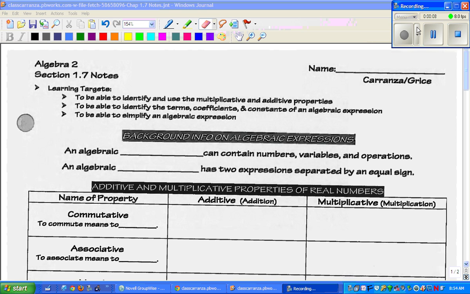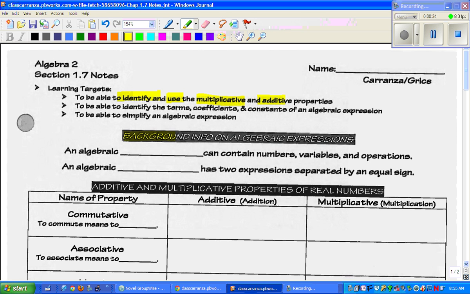Today we're going to be covering section 1.7 notes. Hopefully you have your note sheet out in front of you. If not, please print a copy from the website. Today's learning target is to be able to identify and use the multiplicative and additive properties. The rest of the learning targets will be covered in tomorrow's video.